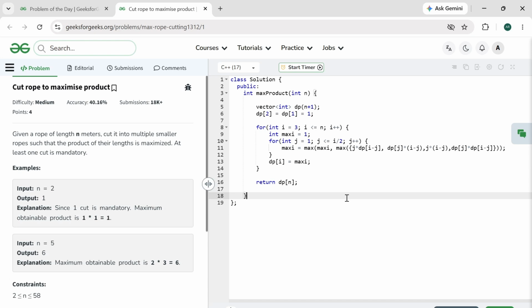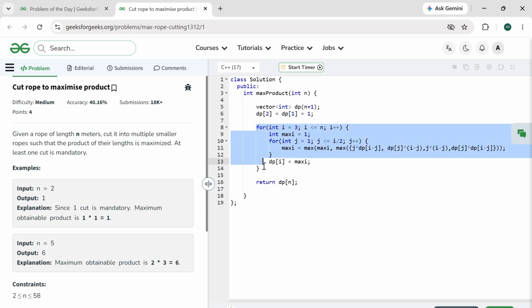So now let's have a look at the code. Here I have first initialized the dp vector. Then I have initialized dp of 1 and dp of 2 with 1, and then this is my main loop. We will start from 3, meaning the rope length will be 3, and we will loop until we reach n. Initially the maximum length is 1, because we have not split it yet.